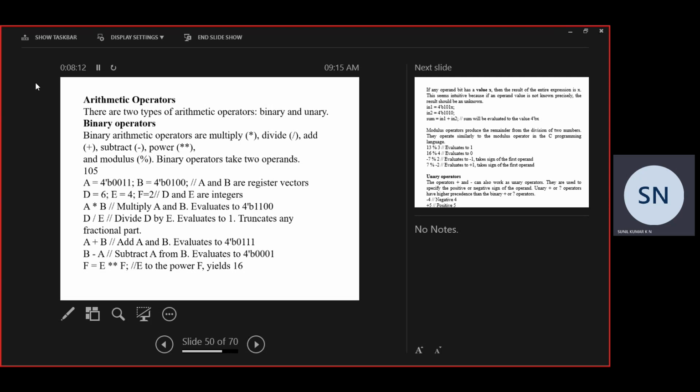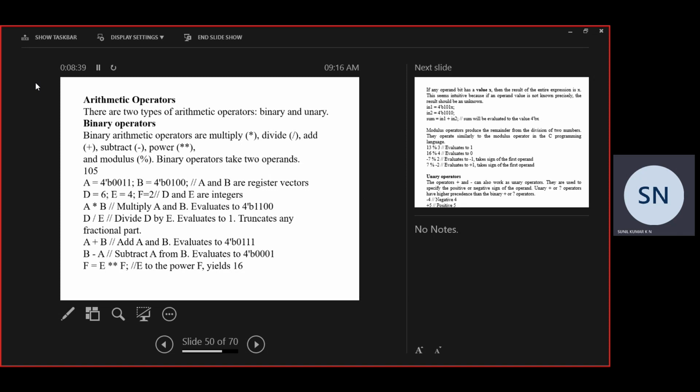There are two types of operands in the arithmetic operator. It requires two operands: addition, subtraction, multiplication, division, exponent. These are the operators it is going to have. Here we can see some examples. A value, B value, D, E, F, everything has been given. You can see how it is going to work and what the result is for that expression. So A into B, where A is 3 and B is 4.